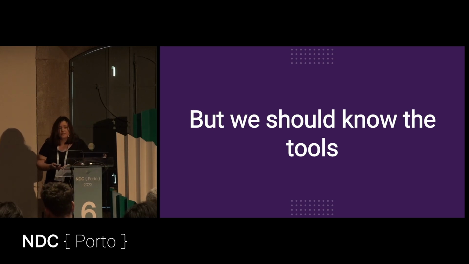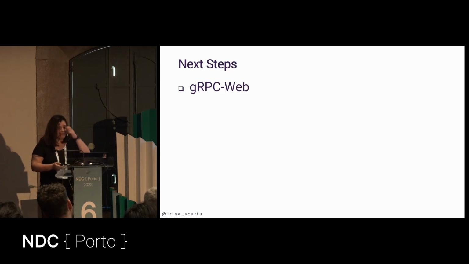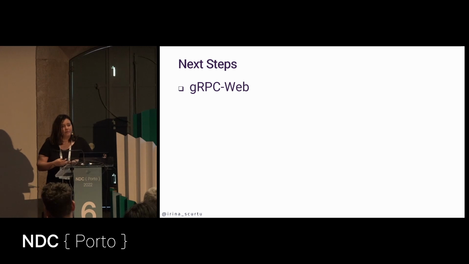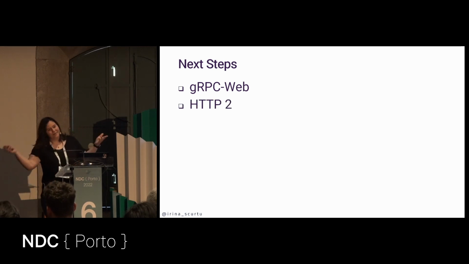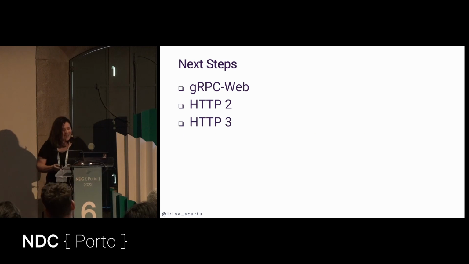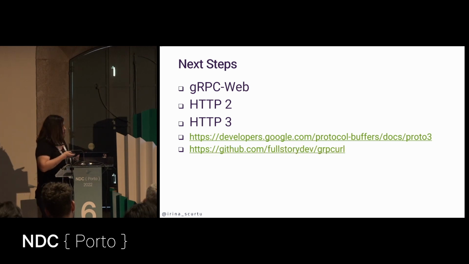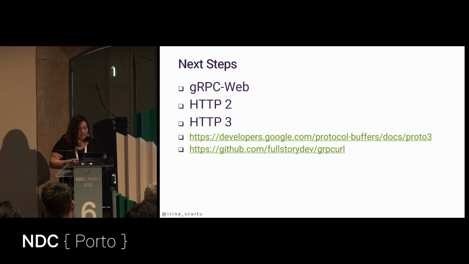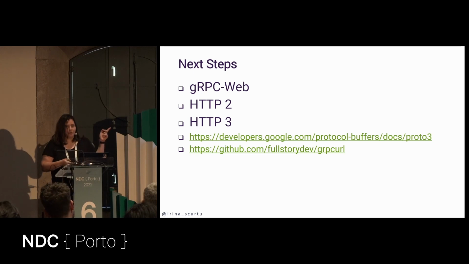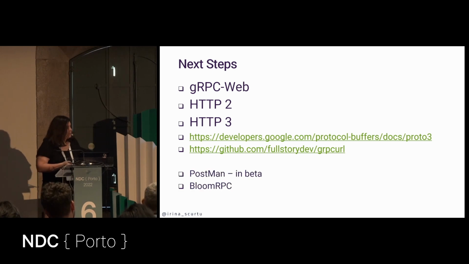I also added in here some next steps to look into if you're really interested. gRPC Web, James Newton-King has a few talks about it on the .NET channel. HTTP 2, and of course HTTP 3 now. And of course, proto syntax, because if you have complicated scenarios, you might need to have a look at those. Okay, Postman, it's in beta. gRPC curl, if you are in need of a tool that makes gRPC requests, and BloomRPC.